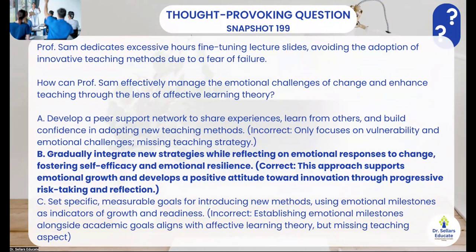Now, why is this answer correct? Well, first of all, let's talk about the other two options, why they are not correct. All right, so they were really good options, okay? But the reason why they were not the best option is they only focus on vulnerability and emotional challenges or milestones. They're missing the really important part, which is about the teaching strategy. So when you look at the question, it was how can Professor Sam effectively manage, right?